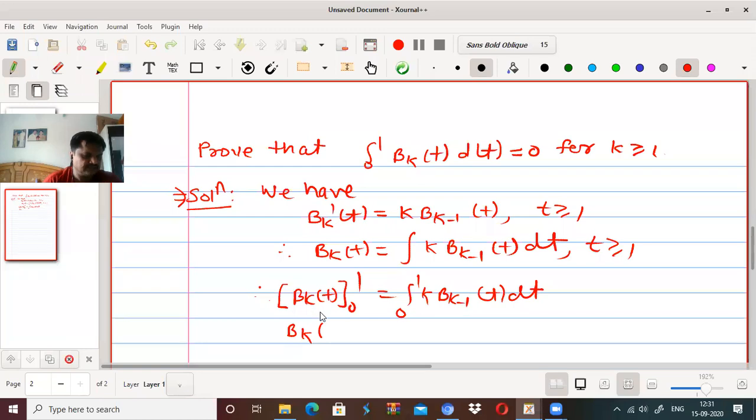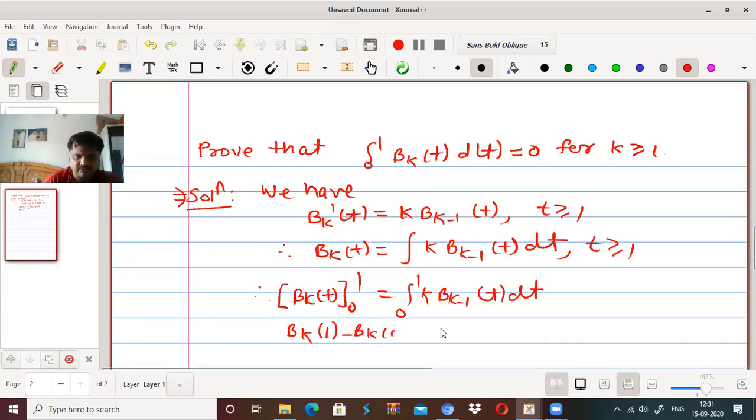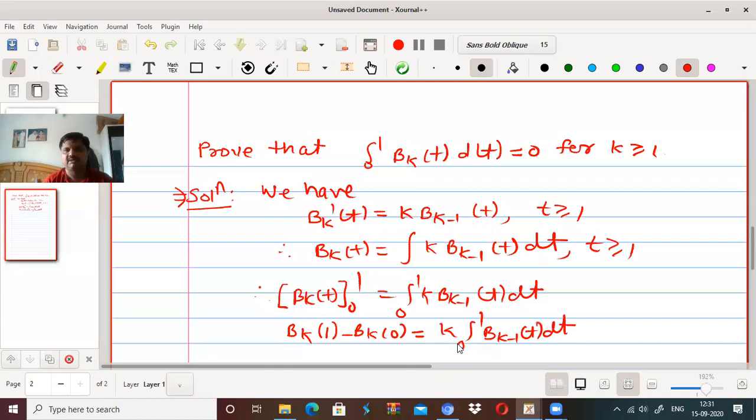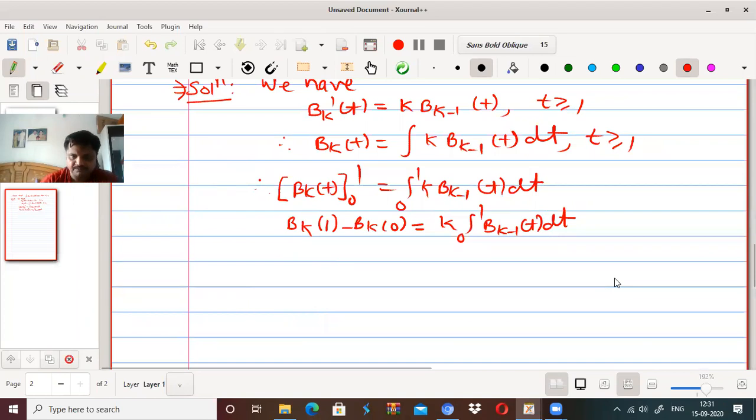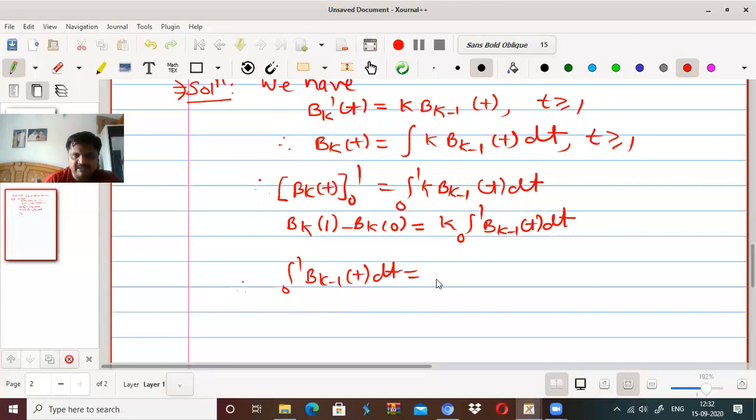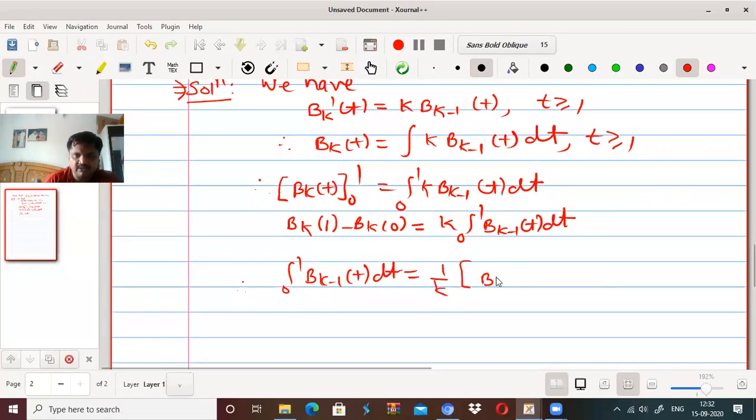That is b_k at 1 minus b_k at 0, equal to k times the integral from 0 to 1 of b_{k-1} of t into dt, right? Now therefore, the integral from 0 to 1 of b_{k-1} of t into dt equals 1 by k into b_k of 1 minus b_k of 0.